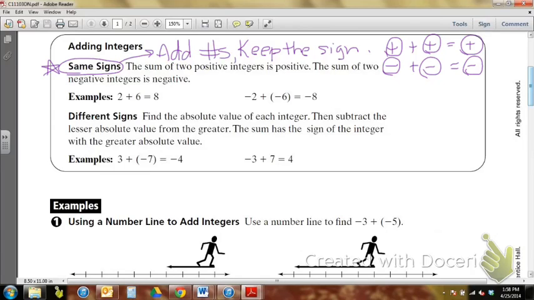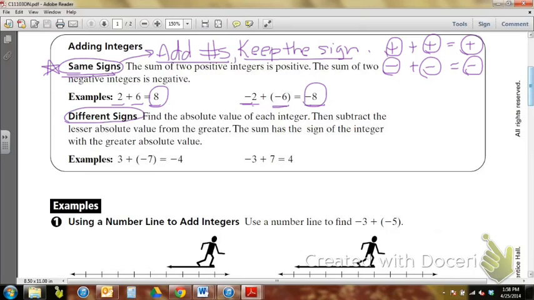Okay, so here are some examples. Positive 2 plus positive 6 is positive 8. Negative 2 plus negative 6 is negative 8. So you just add the numbers. 2 plus 6 was 8, and since both numbers were positive, the answer was positive. Negative 2 and negative 6, 2 plus 6 is 8, and since both numbers are negative, your answer is negative. So if they have the same signs, you add the numbers and keep the sign.